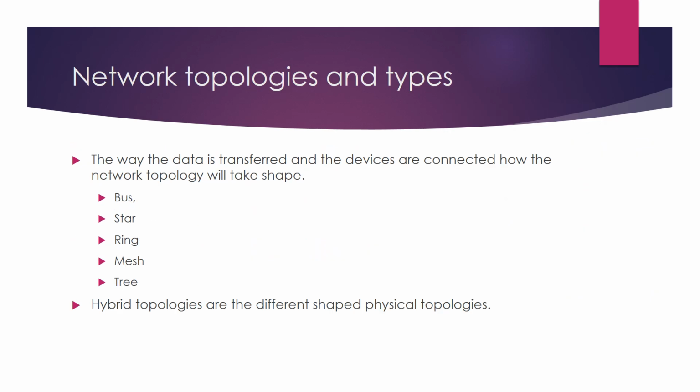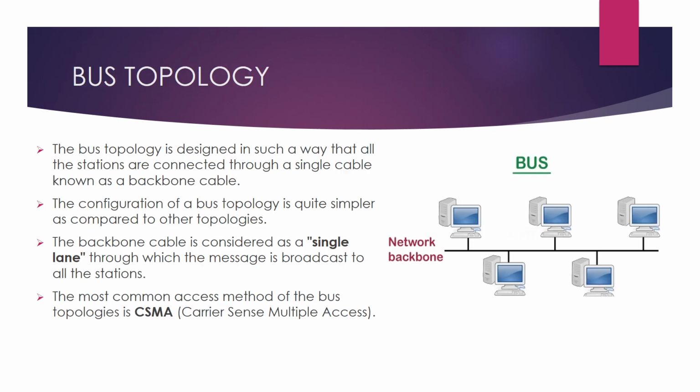So the first thing is, what are the network topologies and their types? The network topology is the shape the network takes, based on the way the data is transferred and the devices are connected. It's basically how the devices are going to be connected and how the data is going to be transferred between different devices. There are different types of network topologies. Commonly used types are bus, star, ring, mesh, tree, and hybrid. Hybrid is basically a combination of the different shapes of physical topologies.